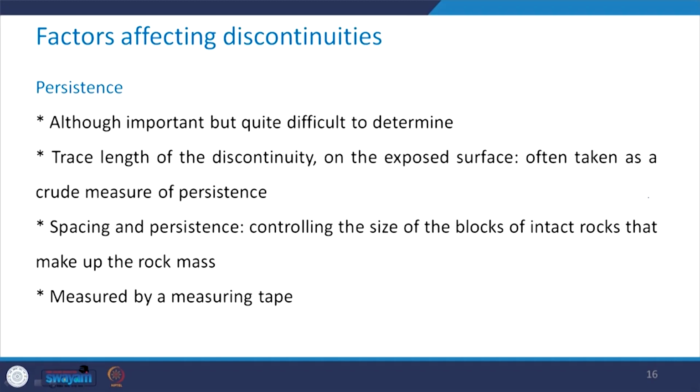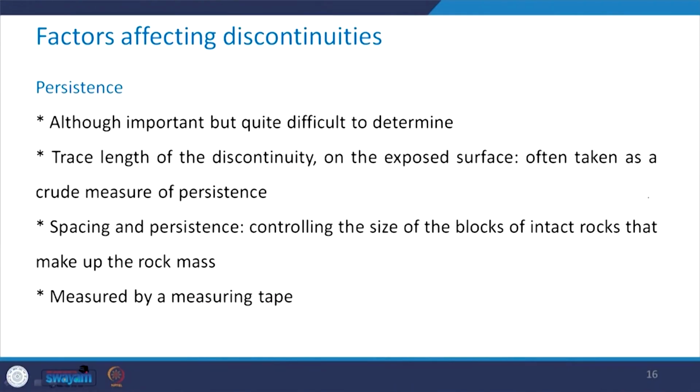So, as a crude measure of persistence, the trace length of the discontinuity on the exposed surface can be taken as the persistence. Please remember, the trace length of the discontinuity which is exposed on the surface can be taken as a crude measure of persistence. Spacing and persistence control the size of the blocks of intact rock that make up the rock mass. How to measure this persistence in the field is with the help of a measuring tape.